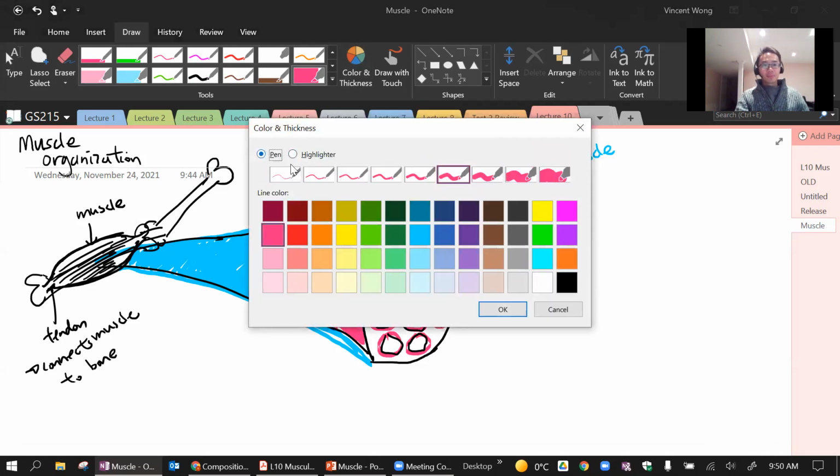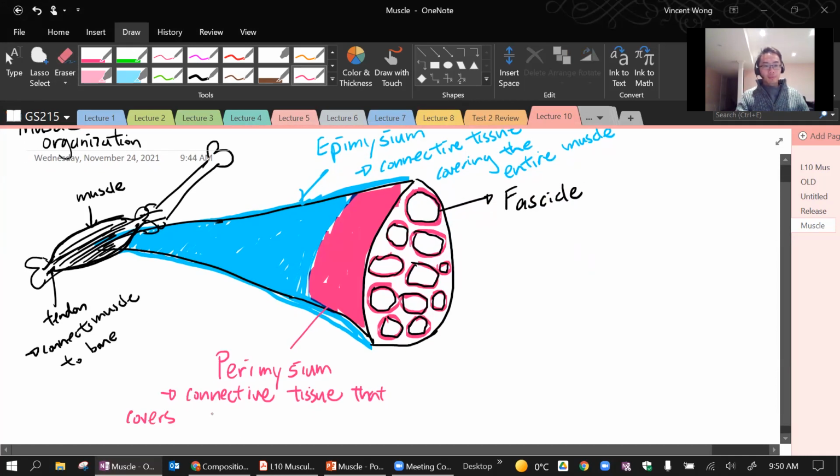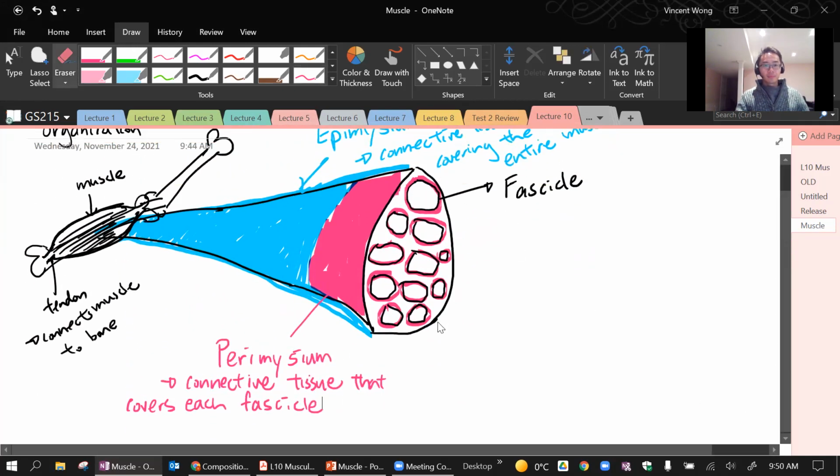So what do we call this? This is the perimysium. This is connective tissue that covers each fascicle. I'll tell you what a fascicle is in a second. It contains blood vessels and nerves.